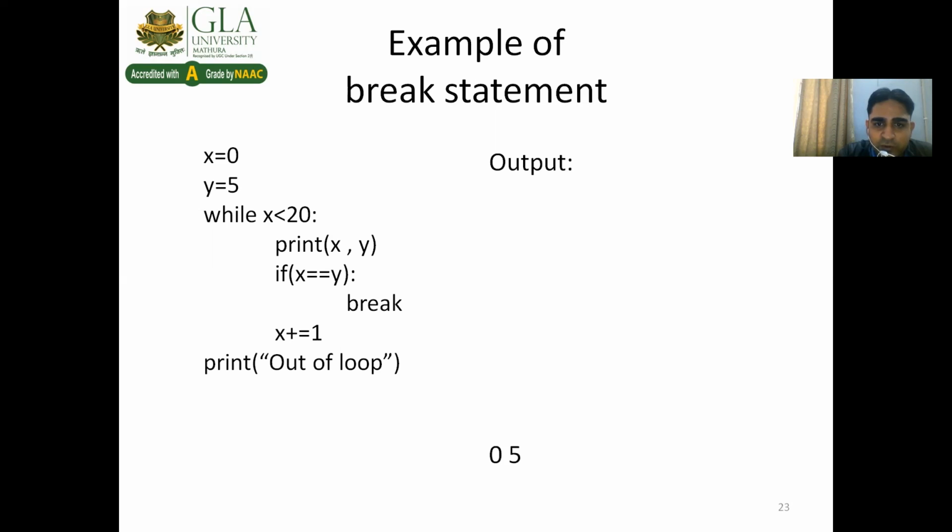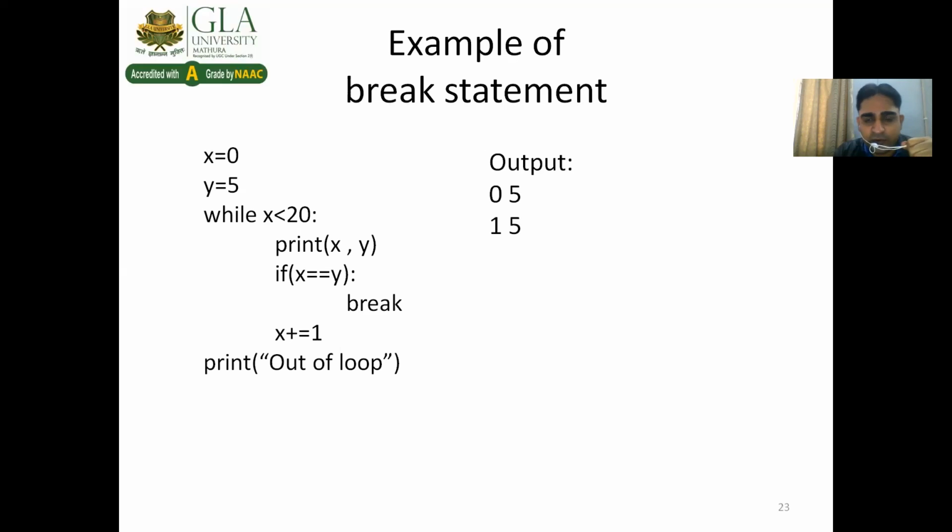So see, when the value of x is 0 and y is 5, 0 less than 20 is true. So it moves inside the loop and it says we have to print the value of x and y. So 0 and 5 gets printed. And because x and y are not equal, 0 and 5 are not equal, break will not get executed and it will increase the value of x by 1. So the value of x will become 1 and the value of y will still remain 5.